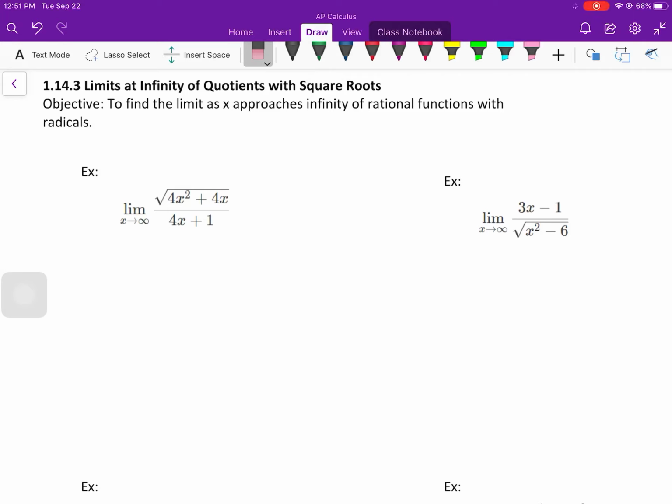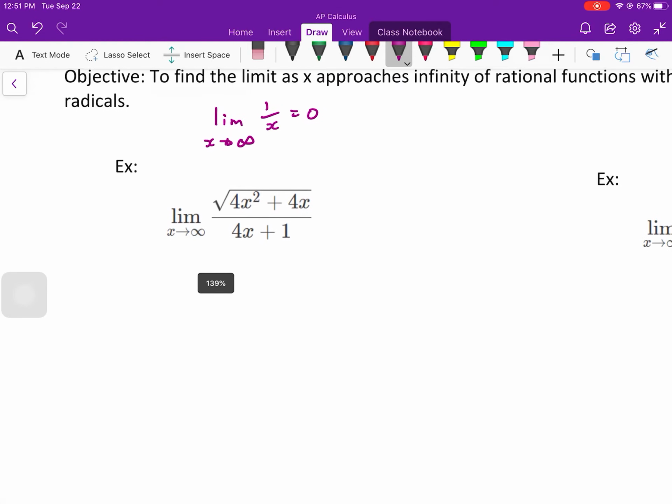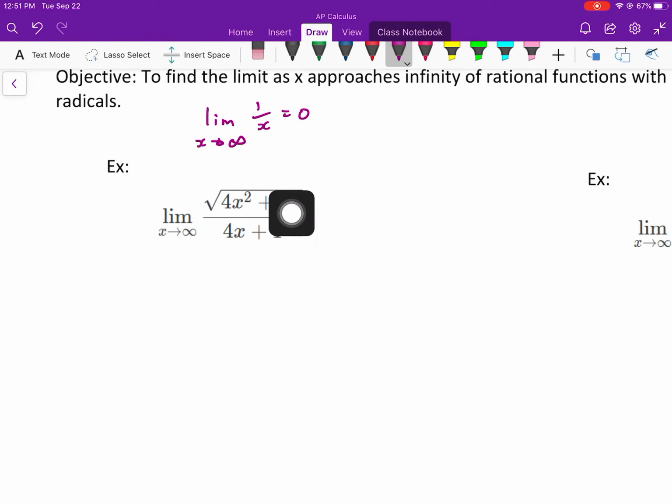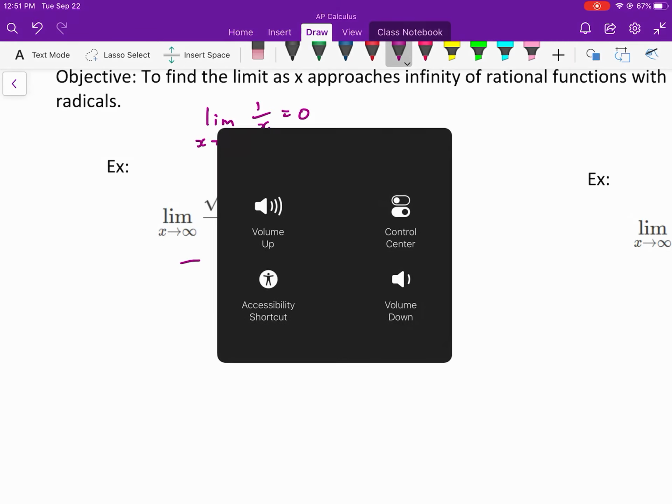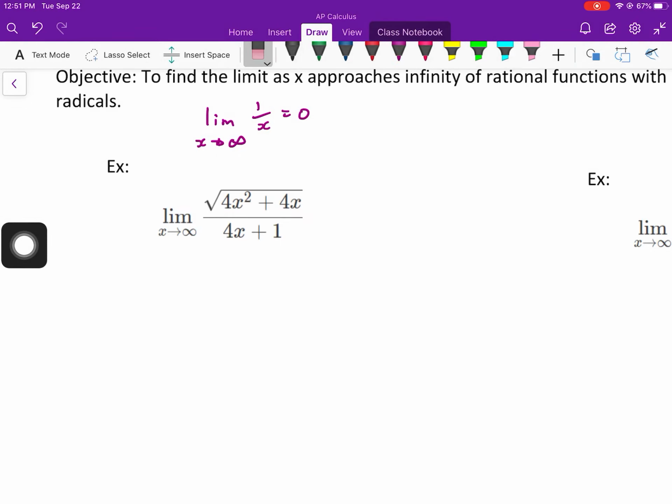Dealing with limits as x goes to infinity, we're still using that basic concept that the limit as x goes to infinity of 1 over x equals 0. So we're going to use this to our advantage on these problems. The idea is we're going to change the form of this. If you were just to plug in infinity right now, you would just get infinity over infinity, which is an indeterminate form. So we're going to change the form of this and use this rule to our benefit.